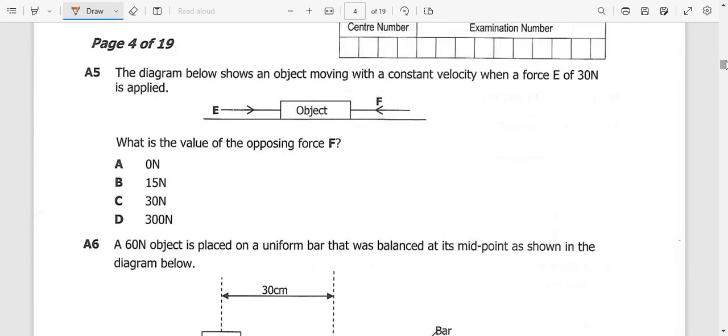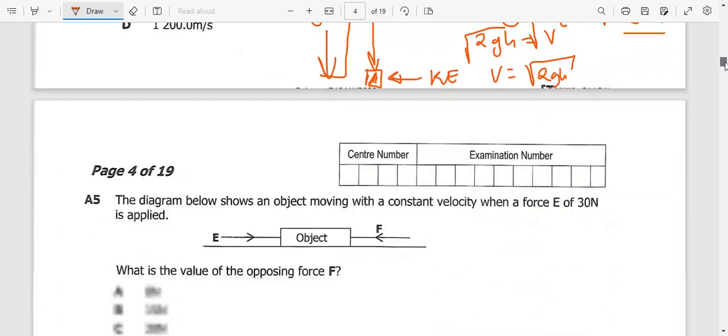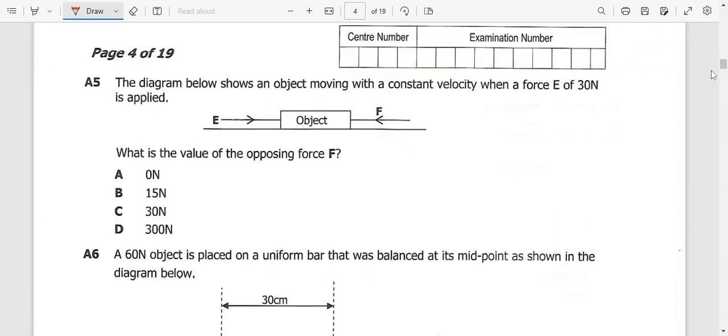Let's consider question 5. The diagram below shows an object moving with a constant velocity when a force E of 30 newtons is applied. So this force here, E, is 30 newtons. That's what you've been told. Let me just show that so that it will not be confused. Okay, so the E is 30 newtons there.